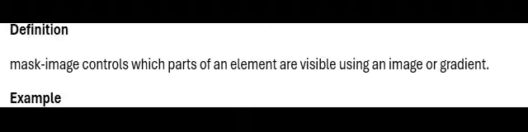The next thing they can do is a mask image. A mask image controls which parts of an element are visible using an image or gradient. Unlike ClipPath, mask image can create smooth transitions and transparency effects. ClipPath has sharp, clearly defined boundaries, which is good, but mask image allows fades and different visual effects. So it's just another way to change it up.